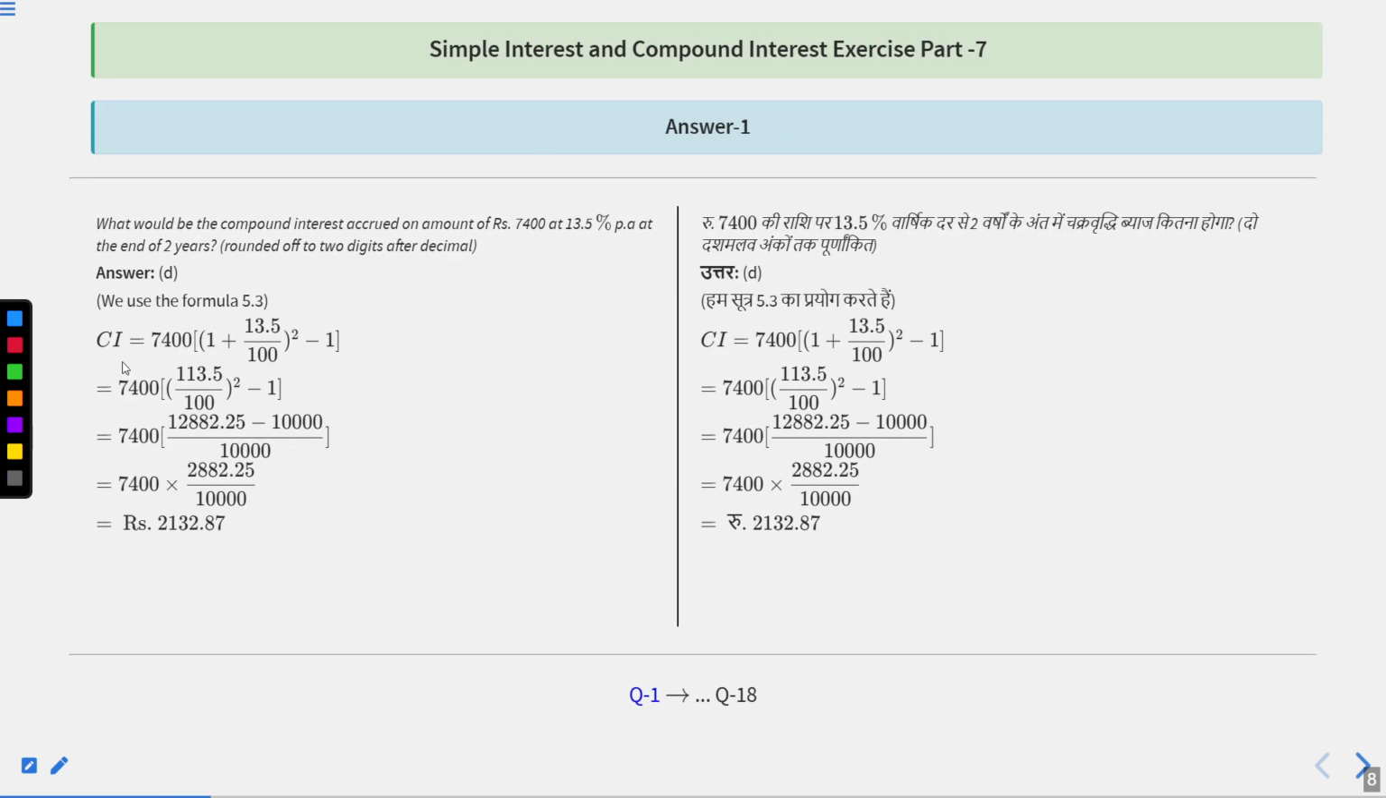We use the direct formula for compound interest. We know the formula: principal into 1 plus R upon 100 whole square minus 1. So we just put these values in this equation. Principal is 7,400, rate of interest is 13.5% per annum and time is 2 years. So we put 7,400 in the bracket 1 plus 13.5 upon 100 whole square, because time is 2 years, and minus 1. When we calculate it, we get our compound interest, which is 2,132.87 rupees. Clear? D is the correct answer.